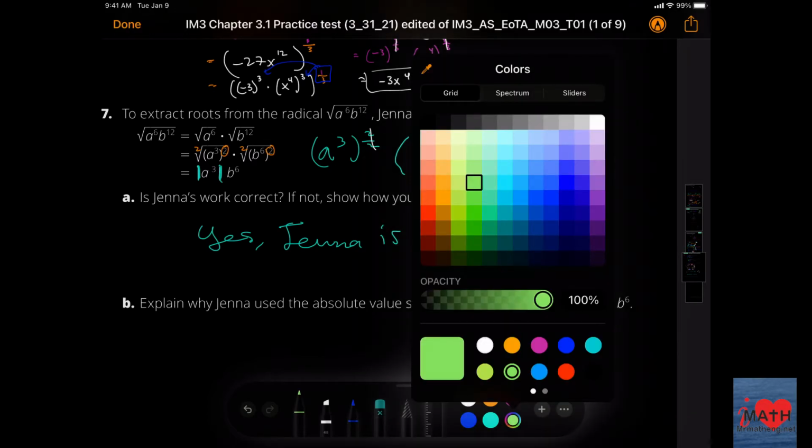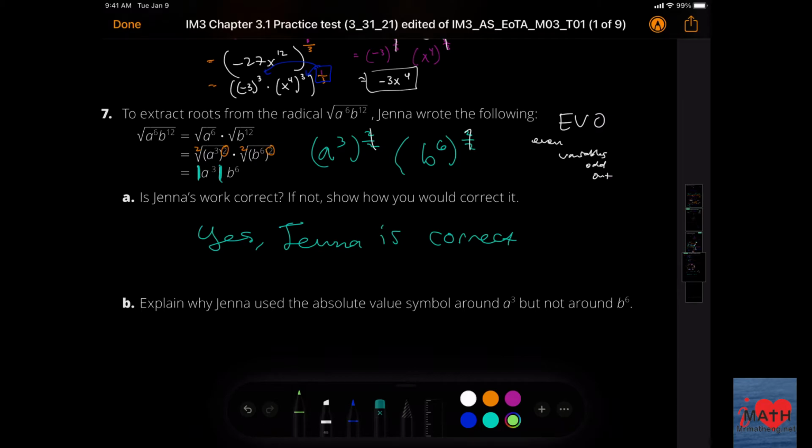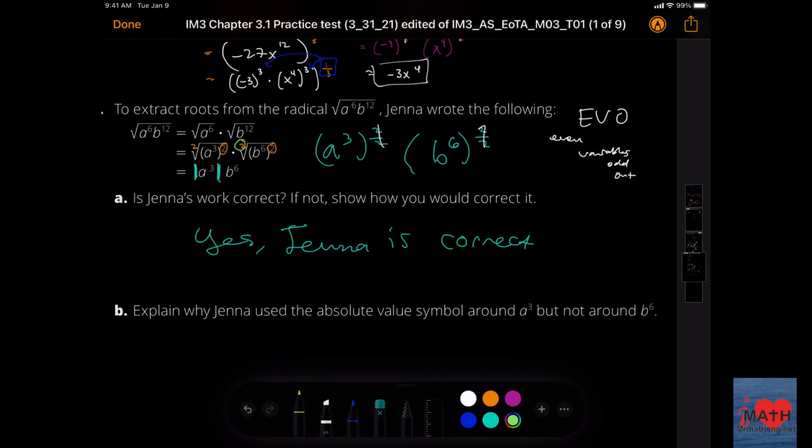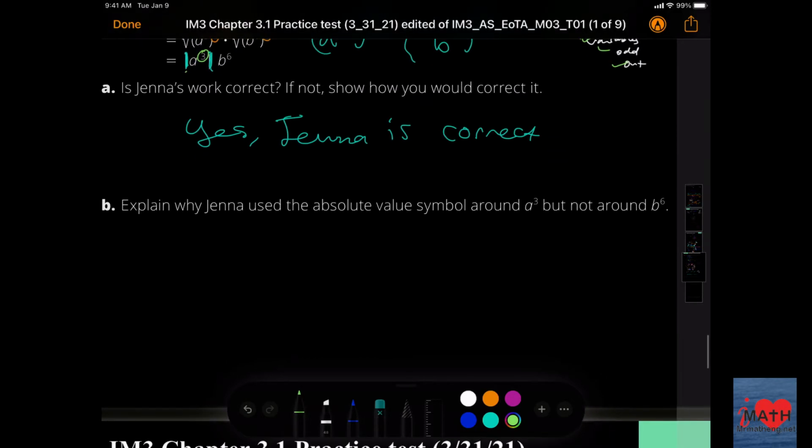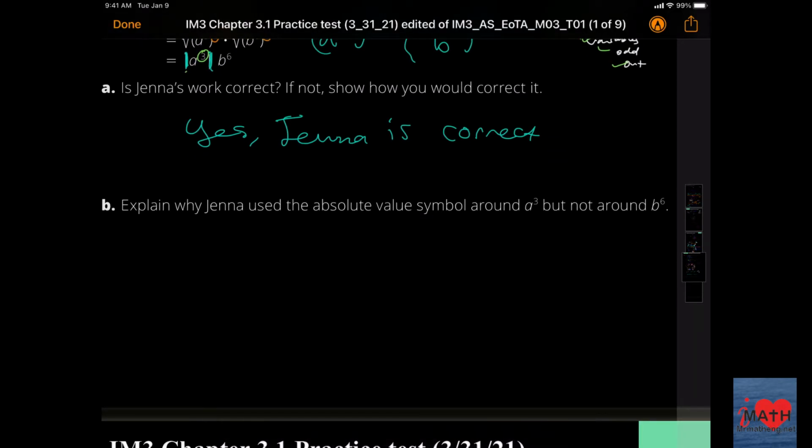Try to pick a color we have not used. How about green? Green's colorful. EVO, even root. Is this an even root? Yes, it is. The variables coming out, are they odd? This is an odd. That's why this one is in the absolute value. Okay. Explain why Jenna used the absolute value symbol around a to the third, but not b to the 6.